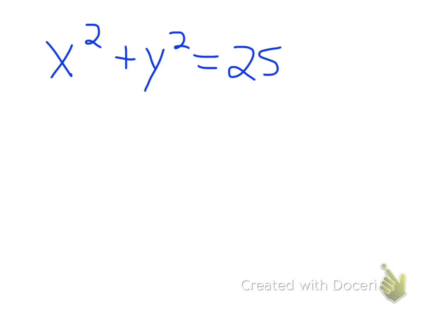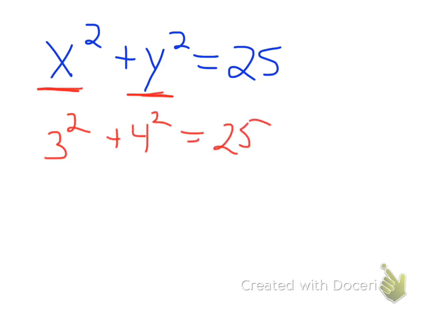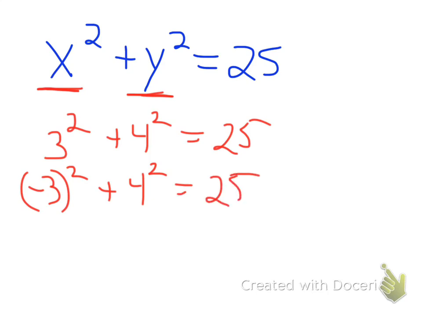In lesson 2.2.4, we worked with the equation x squared plus y squared equals 25. What we did is we found some different values for x and for y that will work with this. We had examples such as 3 squared plus 4 squared equals 25, and we could plot the point (3, 4). We also had negative 3 squared plus 4 squared equals 25, so we could plot the point (negative 3, 4).